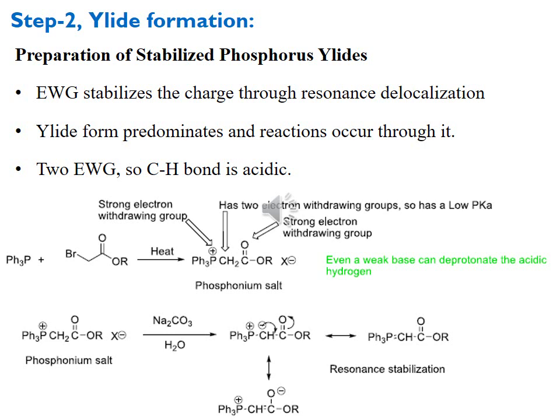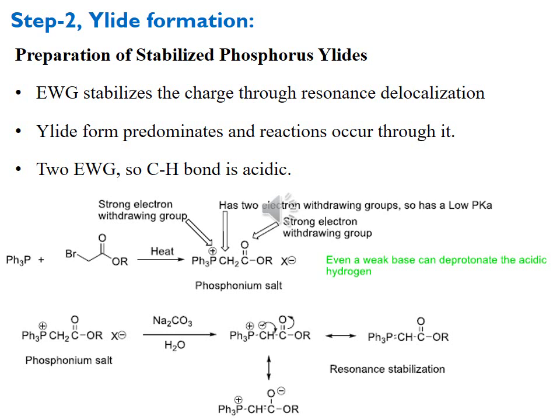phosphonium salt, which in the presence of base removes the proton, and we get a resonance stabilized product. Here you can see the negative charge on carbon is easily stabilized by this carbonyl of ester linkage, so this is named as stabilized phosphorus ylide.